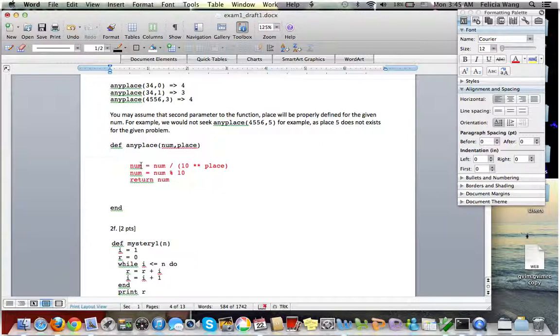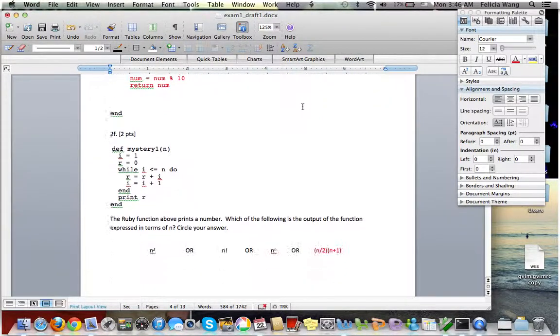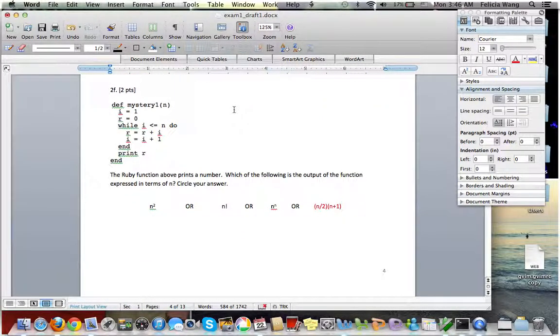We replace num with that, and then we take what we just got, mod it by 10, and then what would happen would be that we would get the rightmost number after we've gotten rid of all of this. So it would work if we replace this, for example, if this number here were 3, it would get rid of everything to the left. So we would only keep the rightmost value after we had gotten rid of everything on the left as well. Okay, so that's pretty much it for that function.